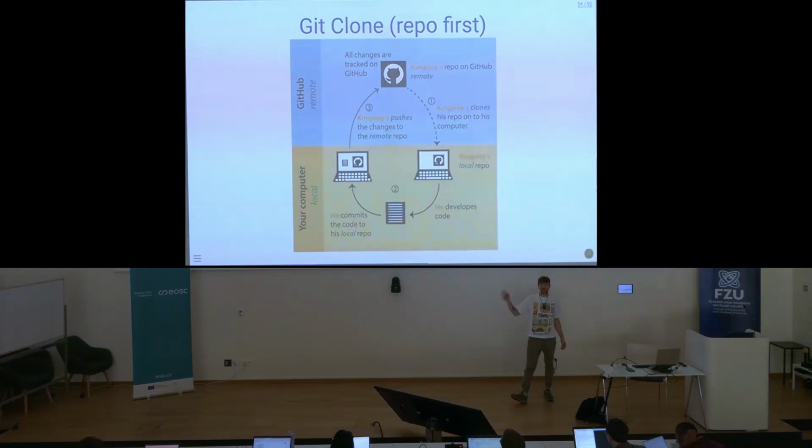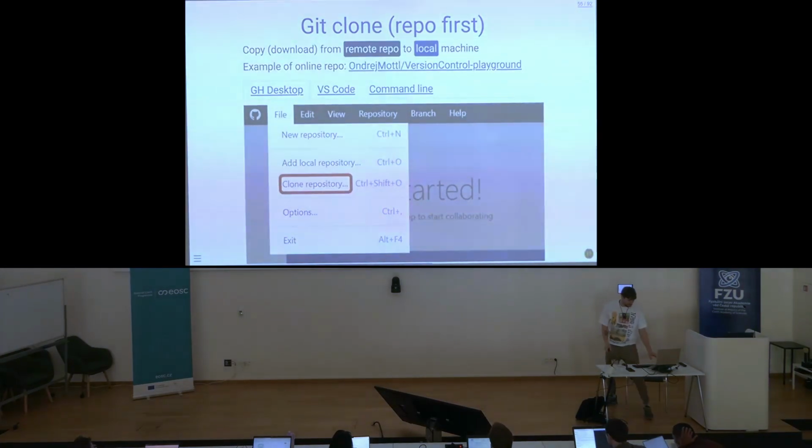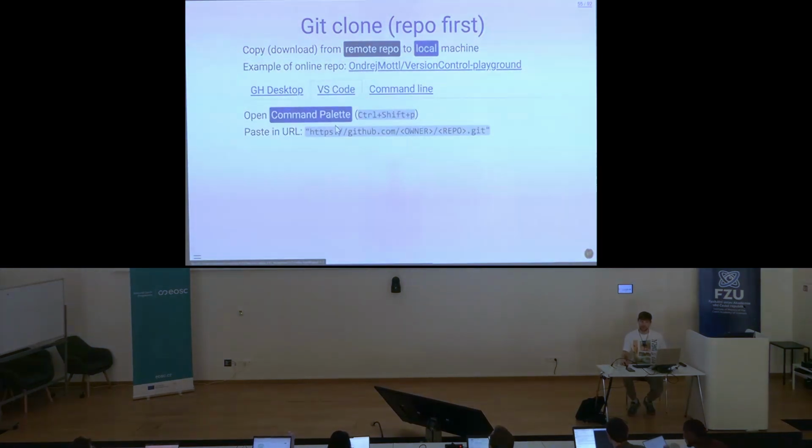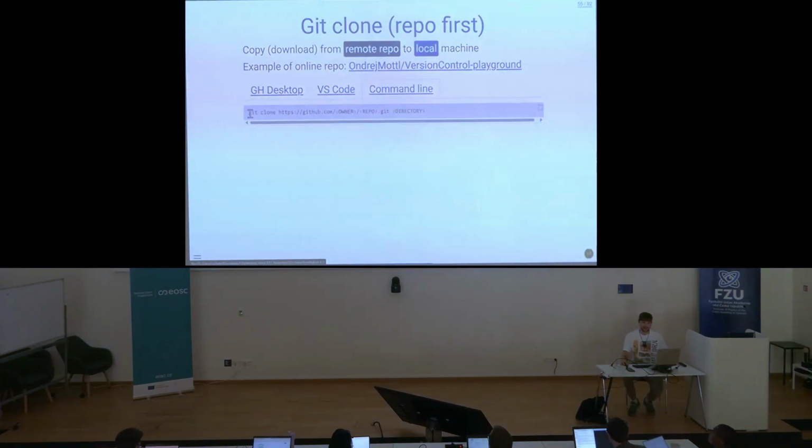If it's someone else's, it will just download and there is nothing you can do. It's actually very simple. Again, in GitHub Desktop, there is the file, cloning repository. In VS Code, you open the command palette with Ctrl-Shift-P and write clone. And in the command line, it's git clone, then the owner, repo, dot, and where you want to put it, right?